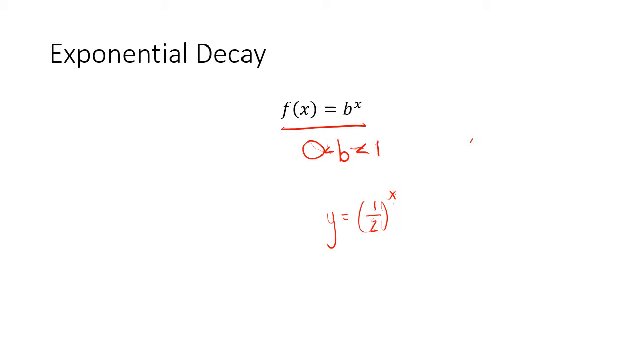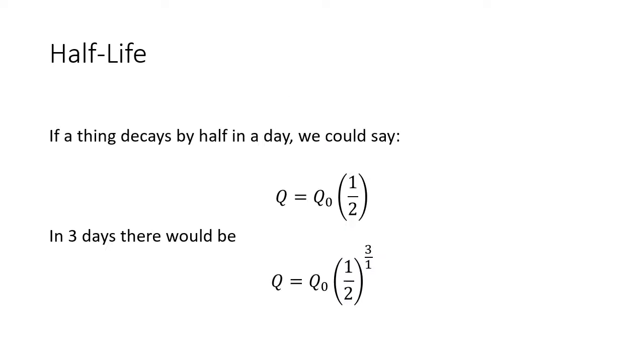So let's look at probably the most famous, or most used, application of decay: half-life. Half-life is a measure of how long it takes for something to decay by half. For example, if something decays by half in a day, that means the amount we would have after 1 day would be the initial amount times a half. If we then let it sit there for 3 days, we'd have 1/2 to the third, or 1/8. So we'd have 1/8 of the thing remaining after 3 days if it decays by half every day.